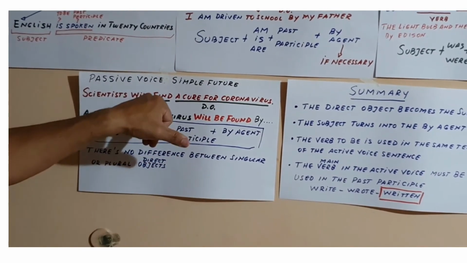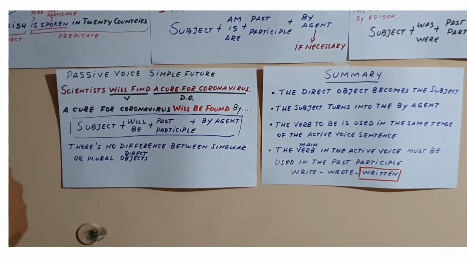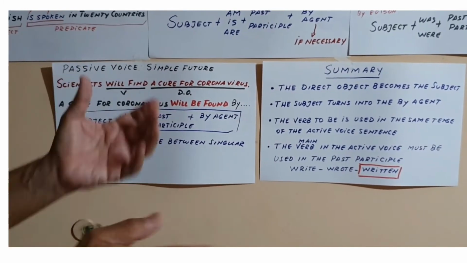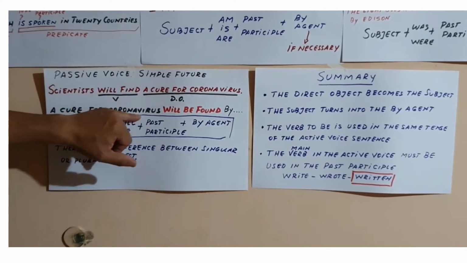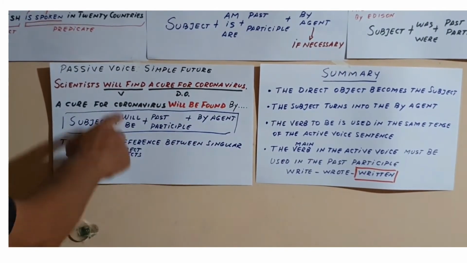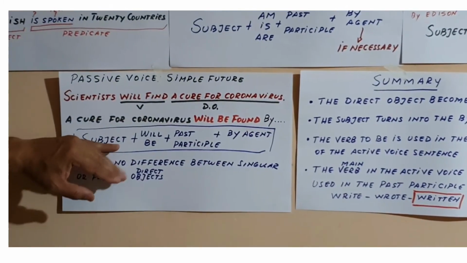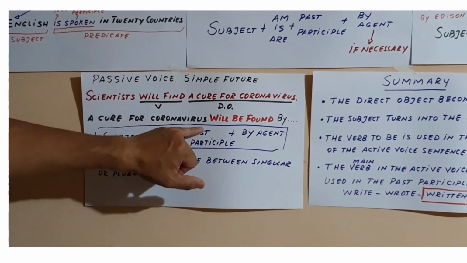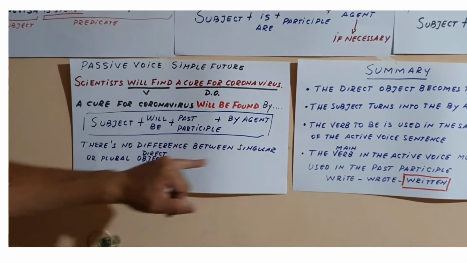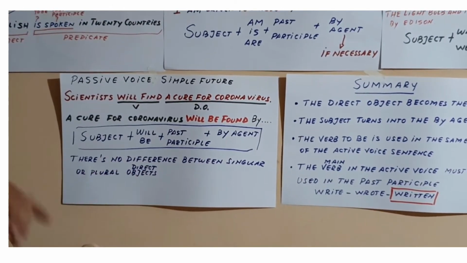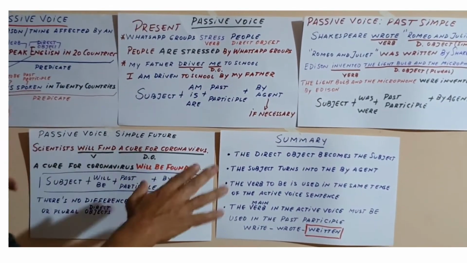So, will find is the verb phrase and the direct object, a cure for coronavirus. A cure, ahí como les dije recién, no importa si es 1, 1000, 2000, no hace falta diferenciar porque siempre va a ir con will. So, a cure for coronavirus will be found by. Después del will voy a poner be acá. Y después el verbo en tercera columna. So, it's subject plus will be plus past participle plus by agent. And here, there is no difference between singular or plural direct objects. Acá no es como en estos dos que teníamos que fijarnos si era singular o plural. Acá, will be es para todos.